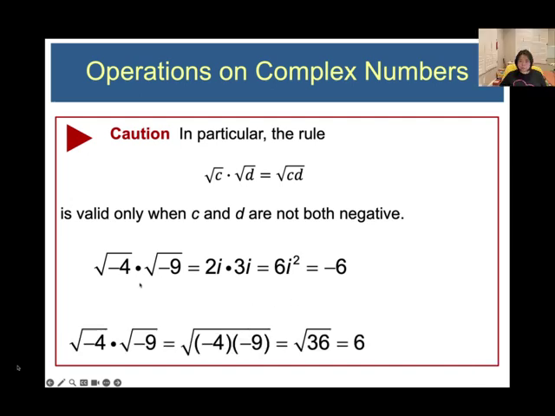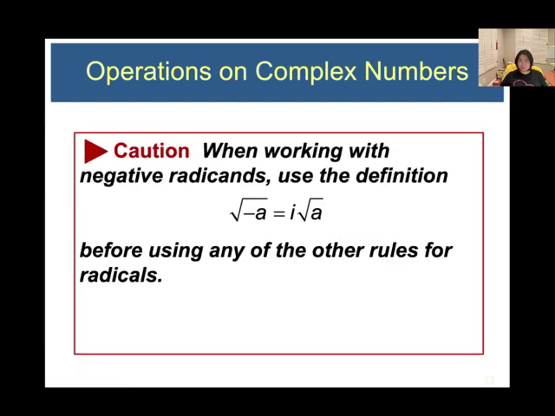If you work on the same question again, but you don't want to apply the definition of complex number, you will apply this rule first. What happened? When you combine the square roots together, the negative goes away, right? Because negative 4 times negative 9 is going to be 36. Square root of 36, that will be 6. So this is wrong, okay? Make sure this is not the correct one. Every time when you see the negative radicand, you want to use this definition first.